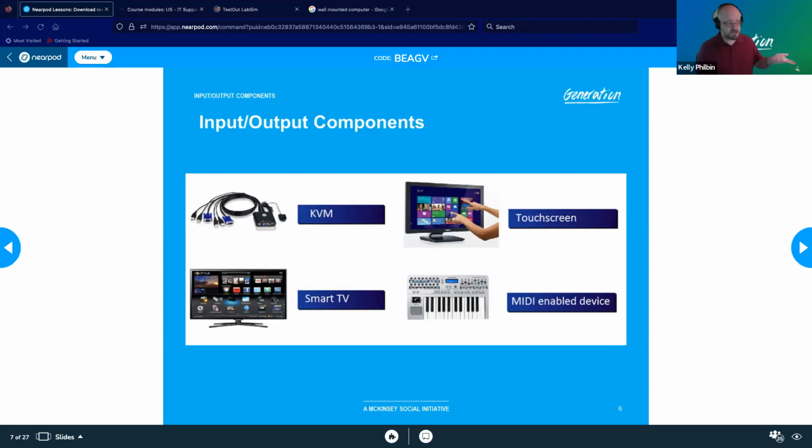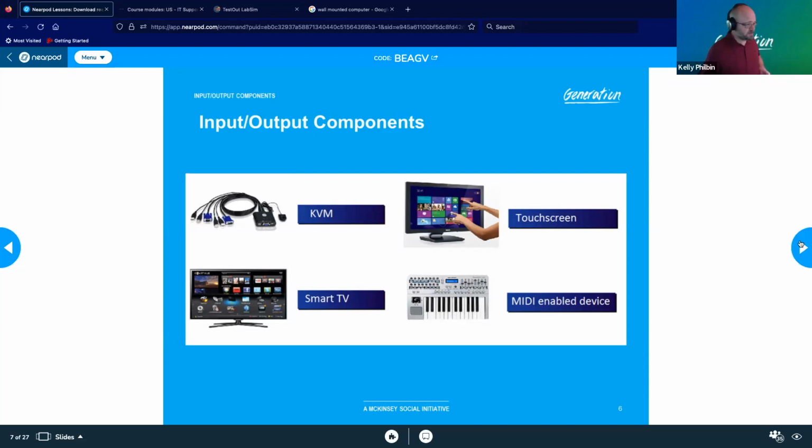Input, output, touchscreen. Again, remember the rule. If they're speaking of a monitor and they don't specifically state that it's a touchscreen when they're talking about a desktop or a laptop, we don't assume it's a touchscreen. If it's a tablet or a phone, it is assumed to be a touchscreen. And then smart TVs and MIDI-enabled devices if you're into music.